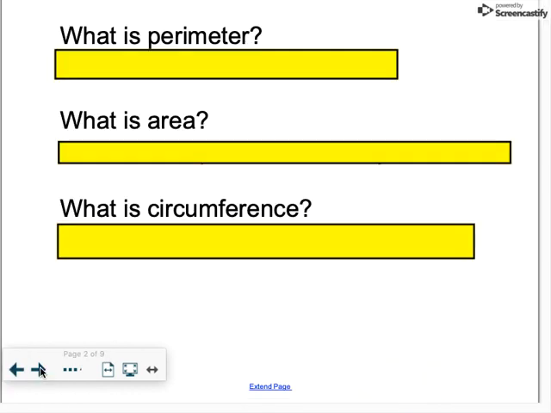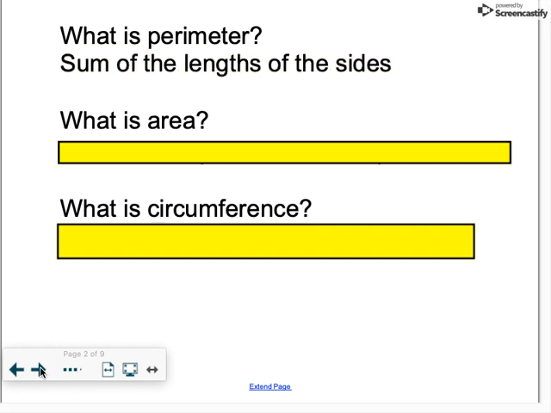So to start, our three terms, right? Perimeter, area, circumference. What are each of these? So to start, perimeter is the sum of the lengths of the sides. Again, we know sum is dealing with addition, so we're adding up all the lengths of the sides.